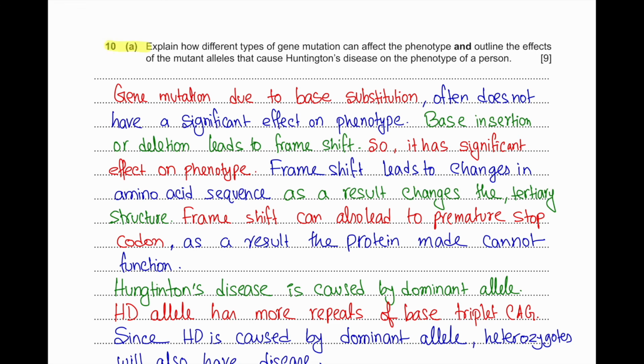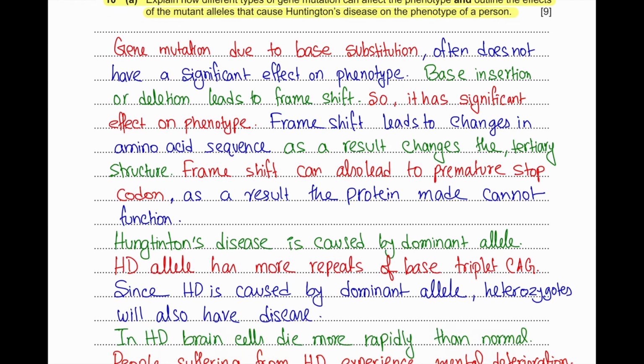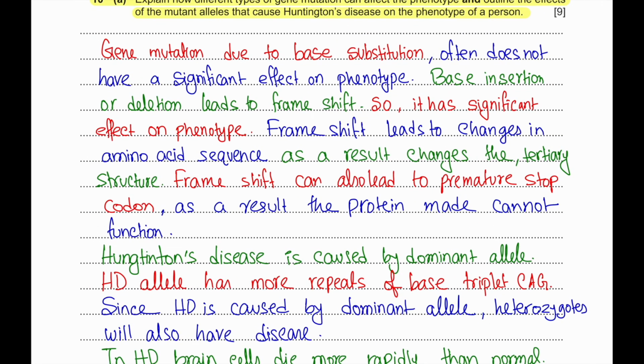Question number 10a. Explain how different types of gene mutation can affect the phenotype and outline the effects of the gene mutant alleles that cause Huntington's disease on the phenotype of a person. Gene mutation due to base substitution often does not have a significant effect on phenotype. Base insertion or deletion leads to frame shift, so it has a significant effect on phenotype. Frame shift leads to changes in amino acid sequence. As a result, there are changes in the tertiary structure of the protein. Frame shift can also lead to a premature stop codon. As a result, the protein made cannot function.